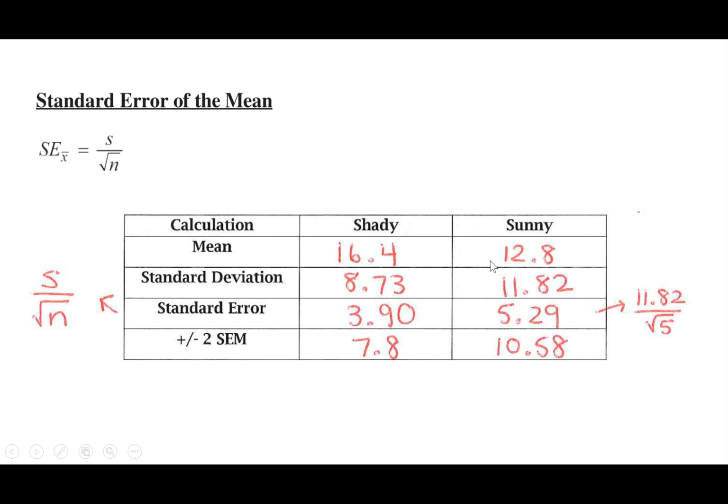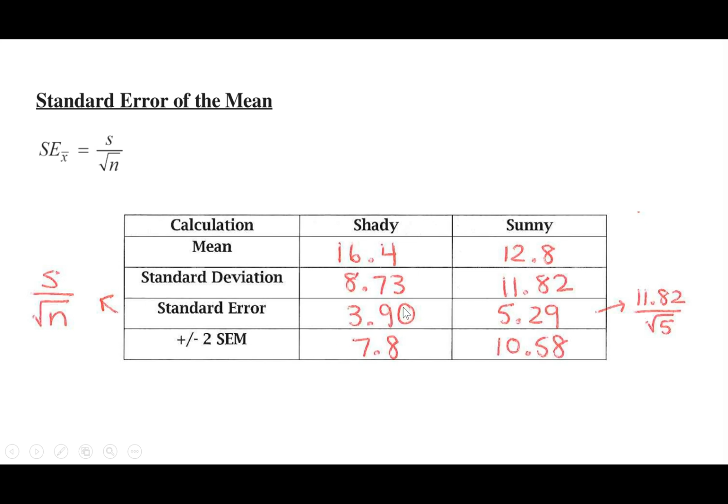Okay, so I've got my mean for both data sets. I've got my standard deviation for both data sets, and now I've gone through and done the math for my standard error for the data sets. Now, often you're going to be asked to plot error bars on a graph, and usually they're asking you to plot your bars 2 times the standard error of the mean. So here it says plus or minus 2 SEM. SEM stands for standard error of the mean.